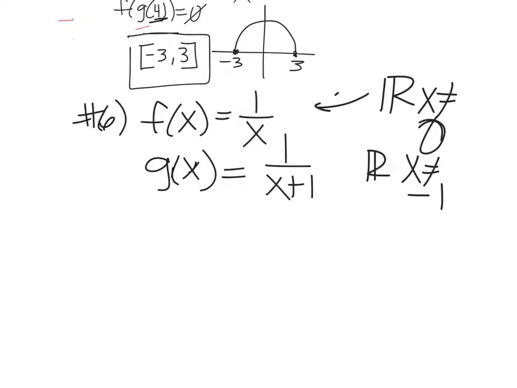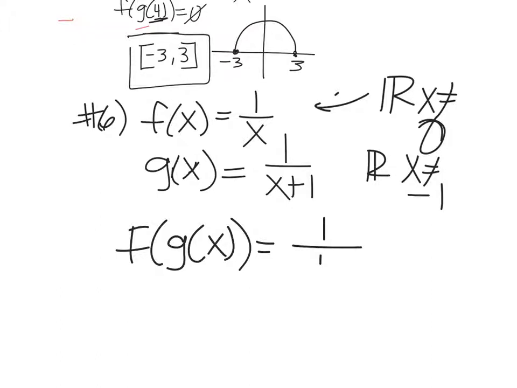So f of g of x would look like this. We're going to take g of x, which is a fraction, and we're going to plug it into a fraction. So we have 1 over 1 over x plus 1. You cannot leave anything with fractions over fractions. Do you remember how to fix this? Take the bottom and flip it around. And so we get that this is really 1 times x plus 1 over 1.